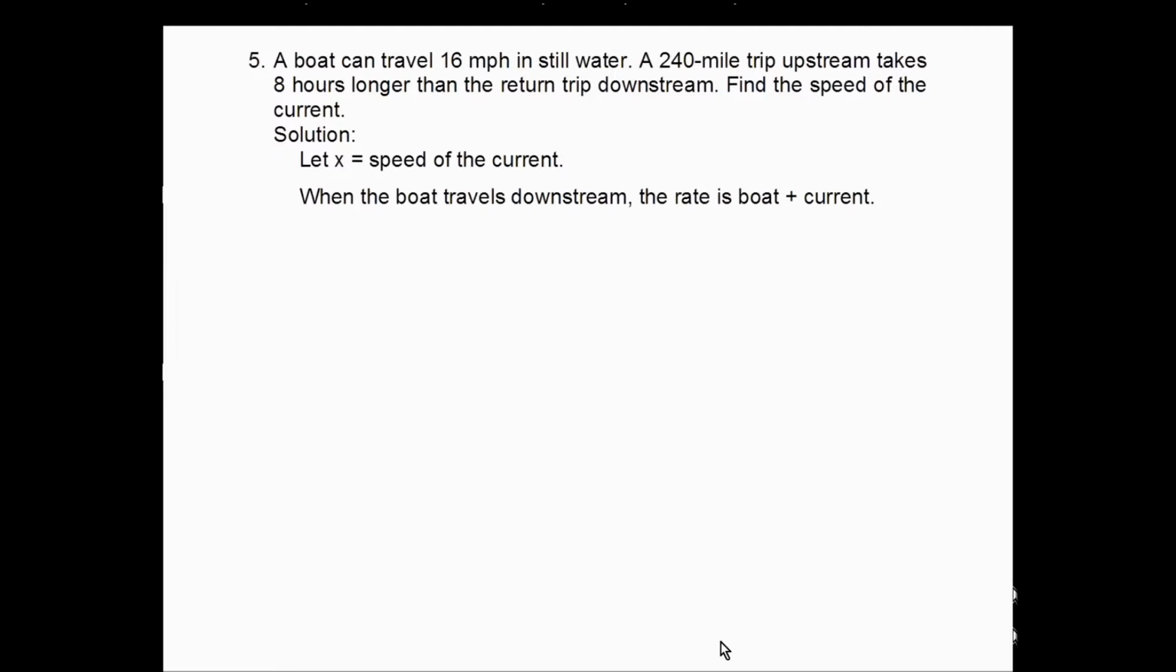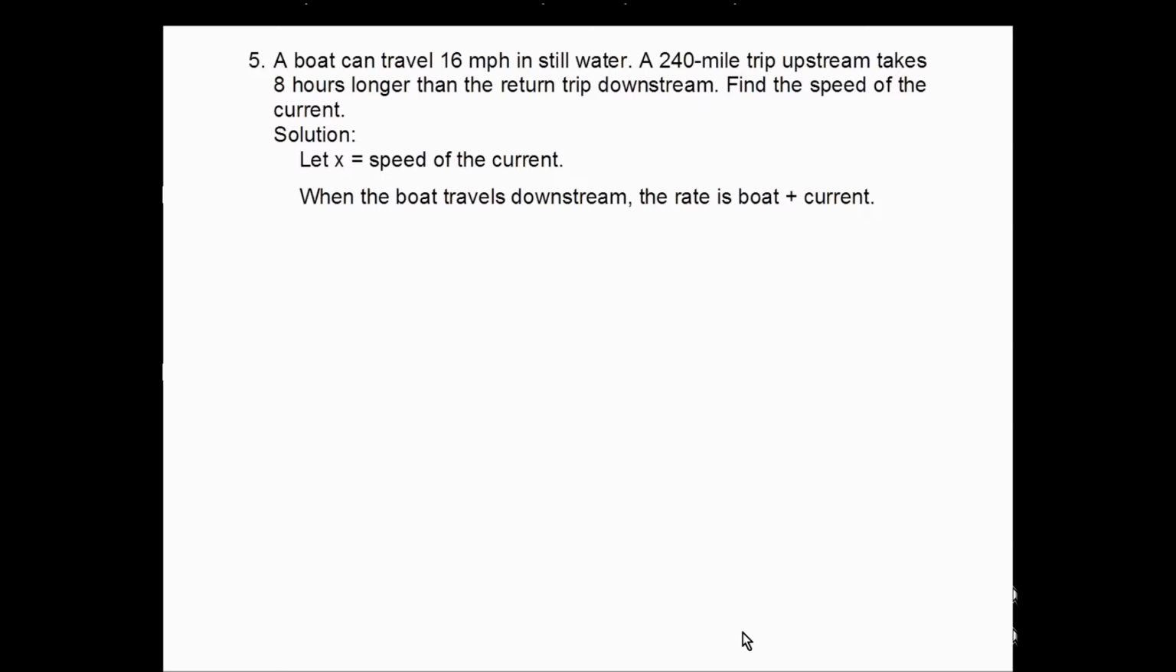The speed of the current is sometimes called the speed of the river or speed of the stream. So it's 16 miles per hour if nothing is pushing it or pushing against it. Remember, when you make the table, typically one column has the same entry for both rows. So I'm going to let x equal the speed of the current.